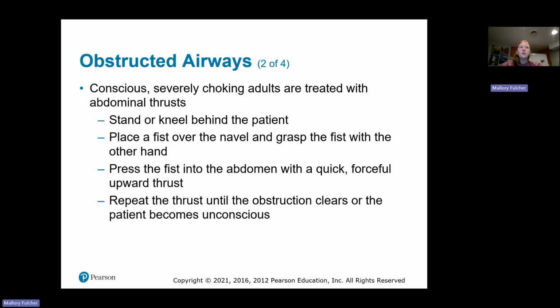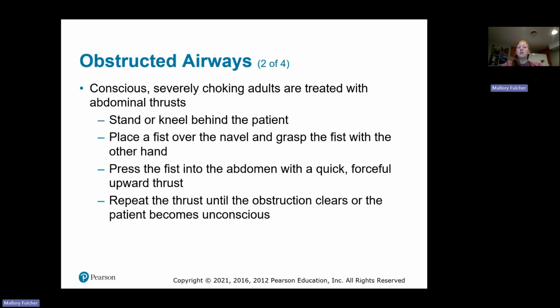So apparently we're not supposed to call it the Heimlich maneuver anymore. Heimlich's family got upset or something like that. So don't tell on me, because I'm just going to probably revert back to calling it the Heimlich maneuver. But we're not supposed to technically teach it that way.